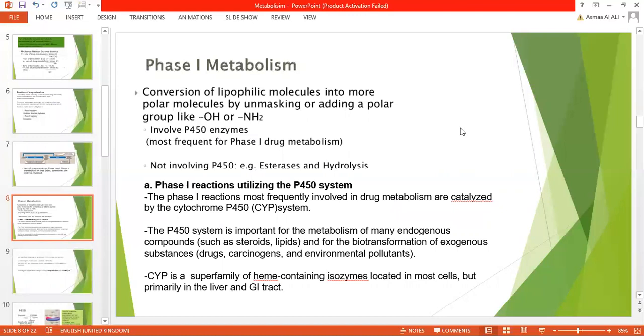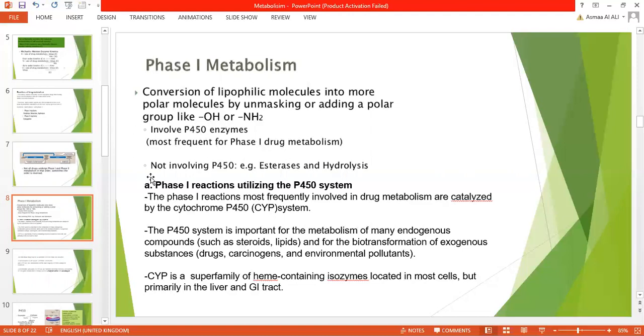Now, in detail, for phase 1 metabolism: conversion of a lipophilic molecule into a more polar molecule by unmasking or adding a polar group like OH or NH2. Here, phase 1 metabolism is divided into phase 1 reactions involving the P450 enzyme, which is the cytochrome enzyme, which is most frequent for phase 1 drug metabolism.